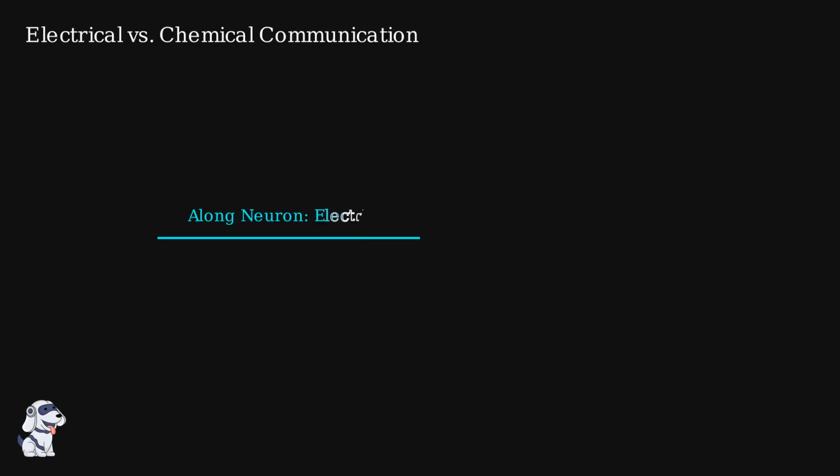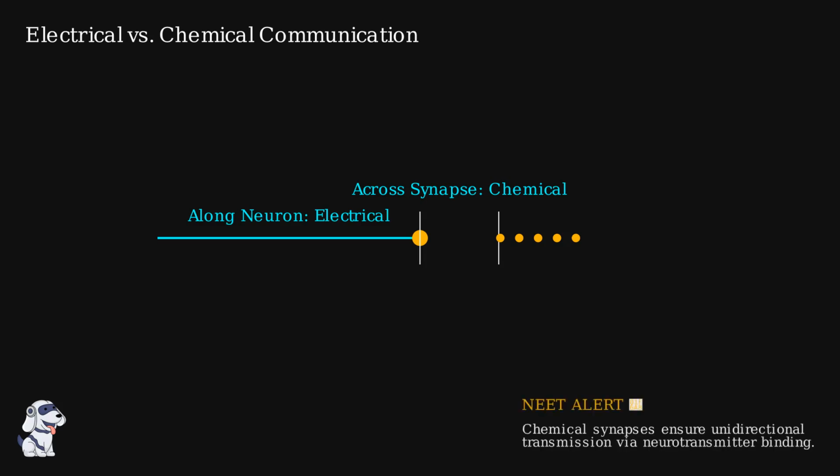Signal transmission follows 2 distinct modes. Along the length of a neuron, the signal travels as an electrical impulse through the movement of ions. However, at the synapse, the signal converts to a chemical message, utilizing neurotransmitters to bridge the gap between neurons. This synaptic transition is critical because it ensures unidirectionality. Receptors exist only on the postsynaptic side, enforcing a one-way path for neural information.